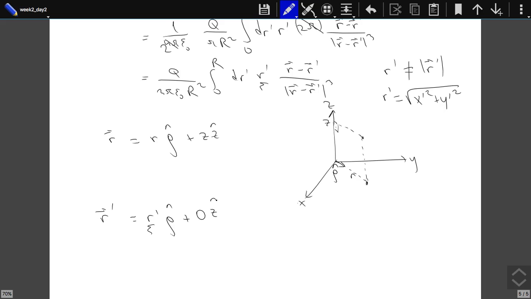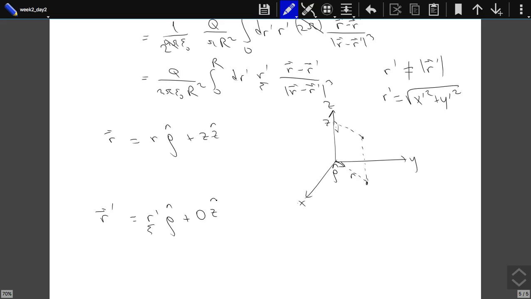So basically, this is the point that is creating the electric field. Since the charges are only on the disk, the points creating my electric field should be on the disk, which has the z coordinate equal to 0. And this is the point at which I'm evaluating the electric field.